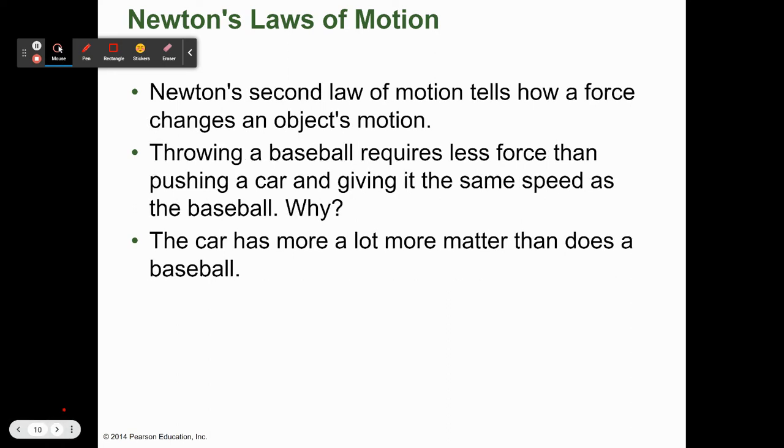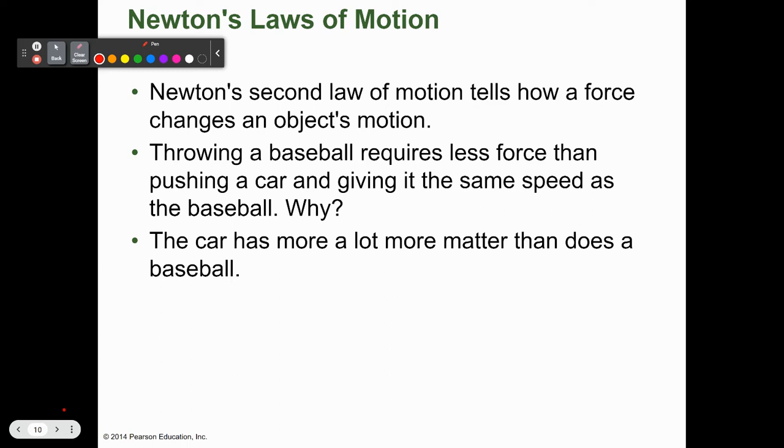Newton's second law tells us how force can change an object's motion. So Newton's first law looks at the fact that an object in motion will continue in motion until another force acts on it. Well, Newton's second law tells us how that force winds up changing the motion.